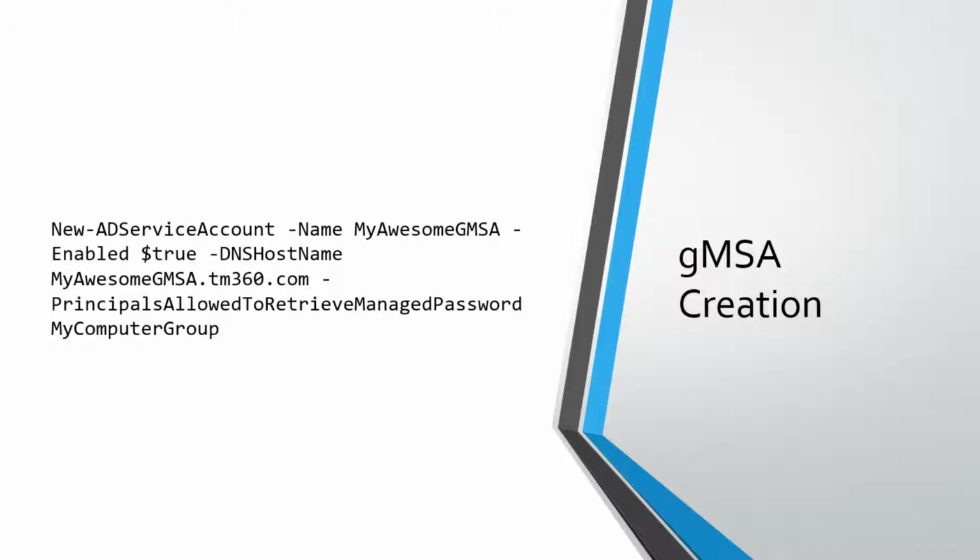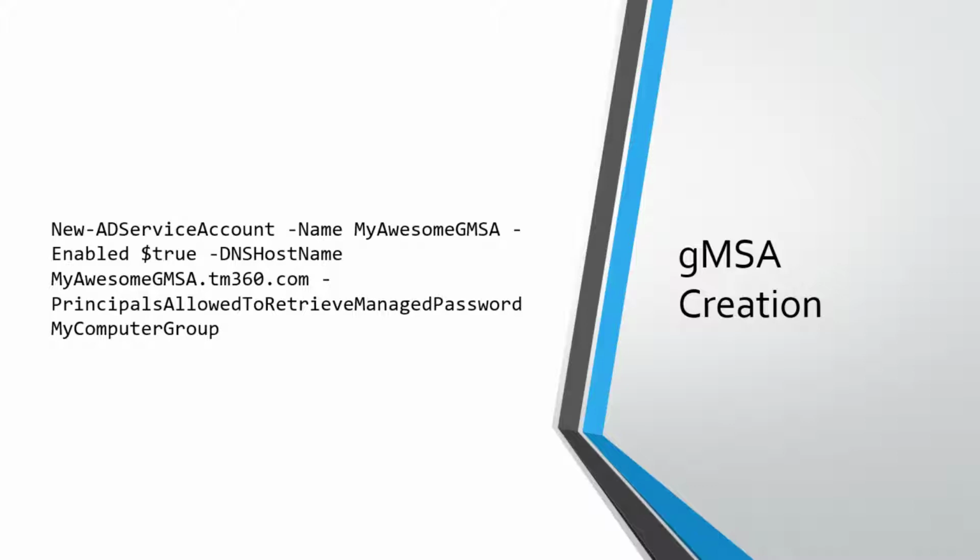The other thing I wanted to mention about this commandlet is that if you run this and you get a "key does not exist" type error, that means one of two things. Either you forgot to run that KDS Root Key creation commandlet once in your AD forest, or you didn't wait the full 10 hours for replication to occur after you ran it. It's important that you do those things. I know I've mentioned it a bunch of times, but I can't mention it enough because it really is critical to the success going forward.